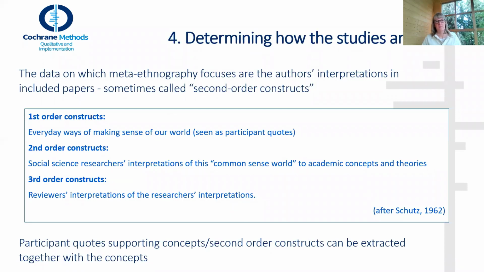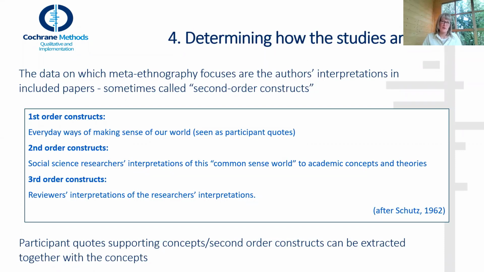So looking at actually the data in the primary qualitative studies that a meta-ethnography focuses on, we're talking about the authors' interpretations in included papers, and these are sometimes called second order constructs. So just very briefly to go through what we mean by a second order construct compared to a first or a third order. So first order constructs are those things that we call everyday ways of making sense of our world. And in a primary qualitative study, we'll see these as the participants' quotes.